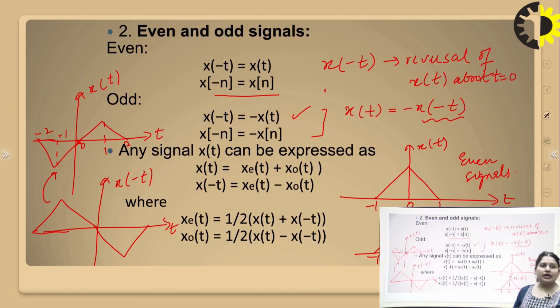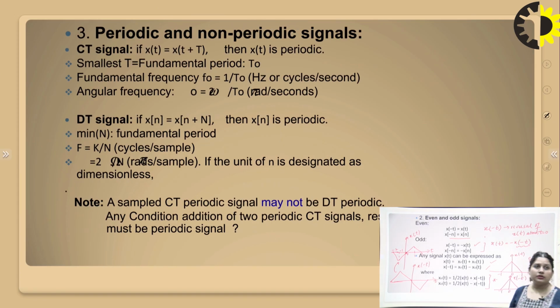So, any signal can be composed of the combination of these two, even and odd parts. So, we can represent x of t as x of even t plus x of odd t. Similarly, x of minus t is equivalent to x of e t minus x of o t, or we can have x of even t and x of odd t as x of t plus x of minus t divided by 2, or x of t minus x of minus t divided by 2. These two formulas are for getting the components of even and odd.